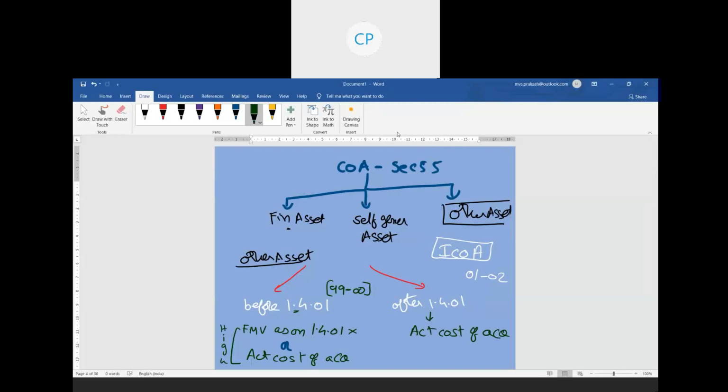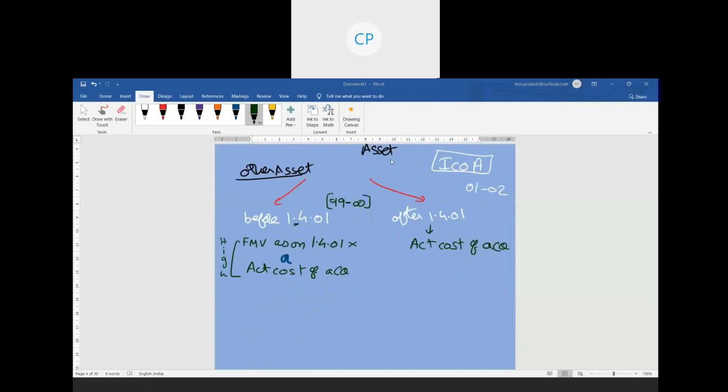If I purchase that asset on or after 1st April 2001, then only one thing I will consider, which is nothing but your actual cost of acquisition. I hope this is clear. Okay, so just take it down. Then we'll move on to the other things. In this again there are two different scenarios, so we'll try to discuss. Okay, just quickly copy this down now.